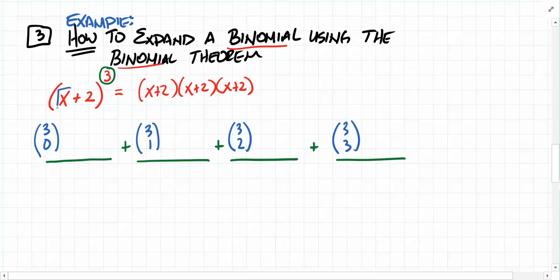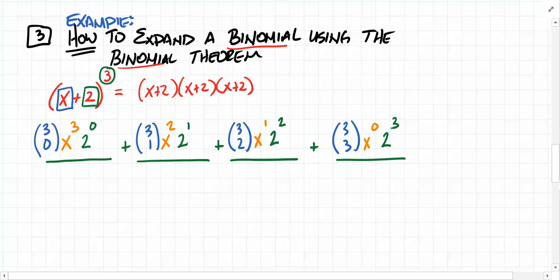Next, you want to take the very first term of your binomial, which in this case is x, and raise it to the highest power that I have, which is 3. And then I want to go all the way down for the first term. So x to the third, x squared, x to the first, and then finally x to the 0 power. Then I'm going to take my second term and raise it to the powers going up. So I'm going to go 2 to the 0, 2 to the first, 2 squared, and then finally 2 to the third.